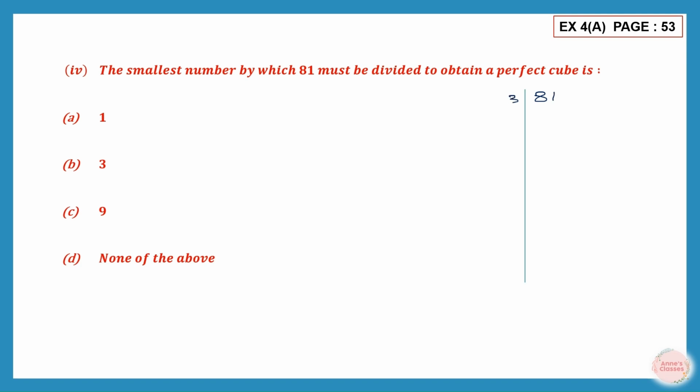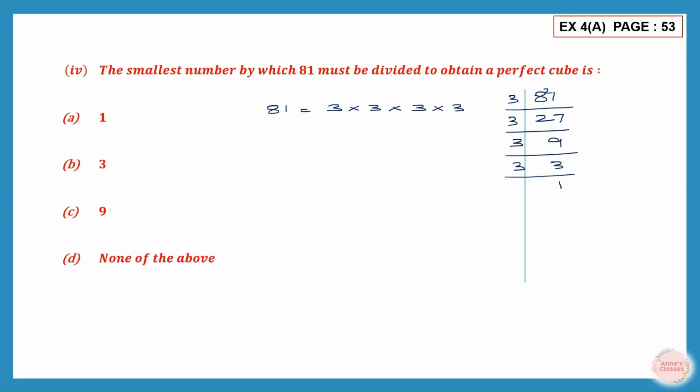So divide 81 by 3. 3 twos are 6. And then you have 2 left, 21, 3 sevens are 21. 3 nines are 27. Then again we have 3 threes are 9. And then 3 ones are 3. Now let's put all the prime factors of 81 together. So the prime factors of 81 are 3 into 3 into 3 into 3.